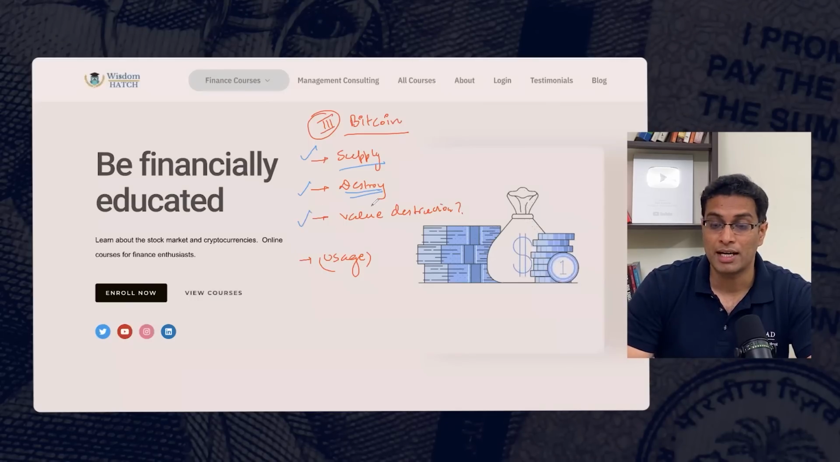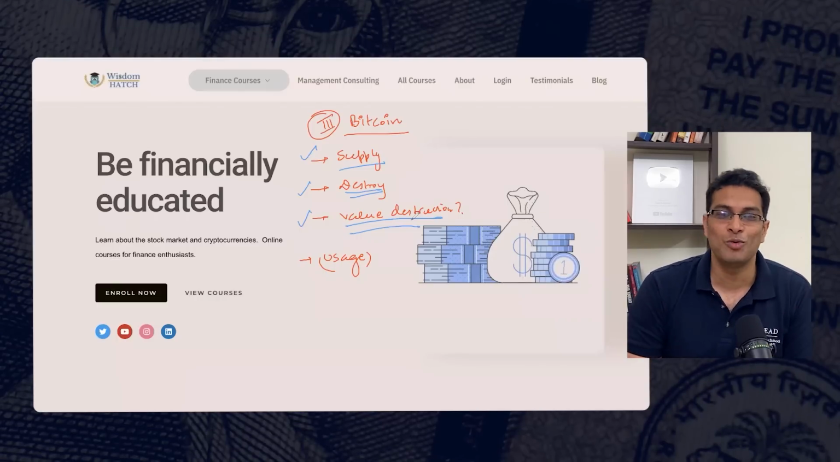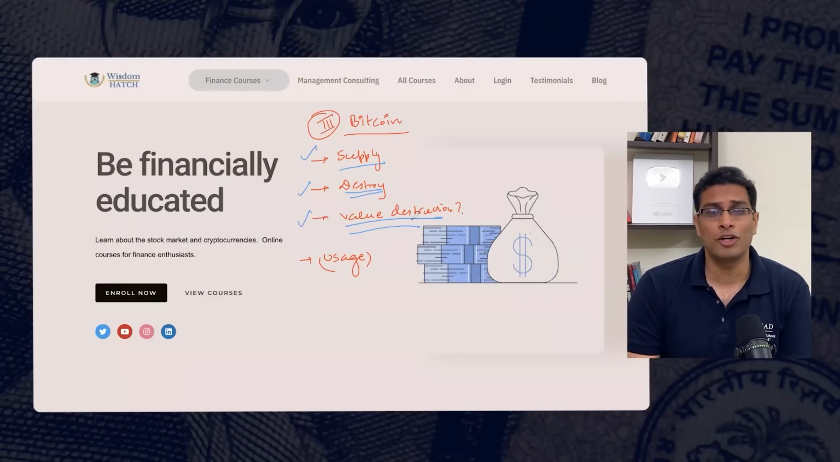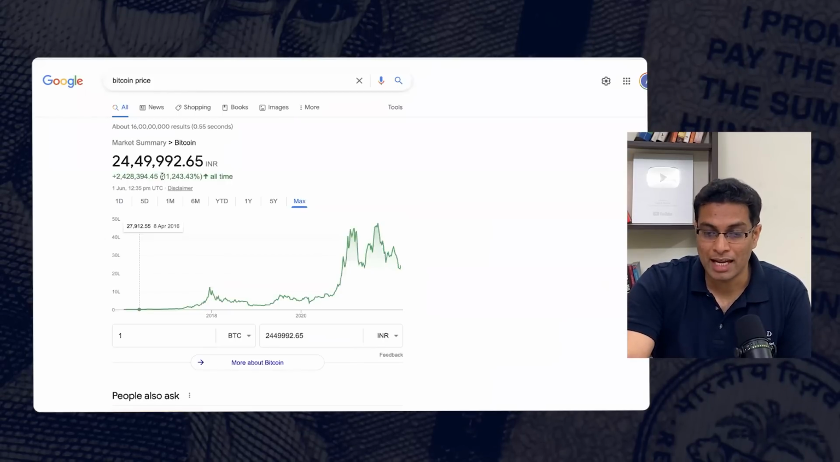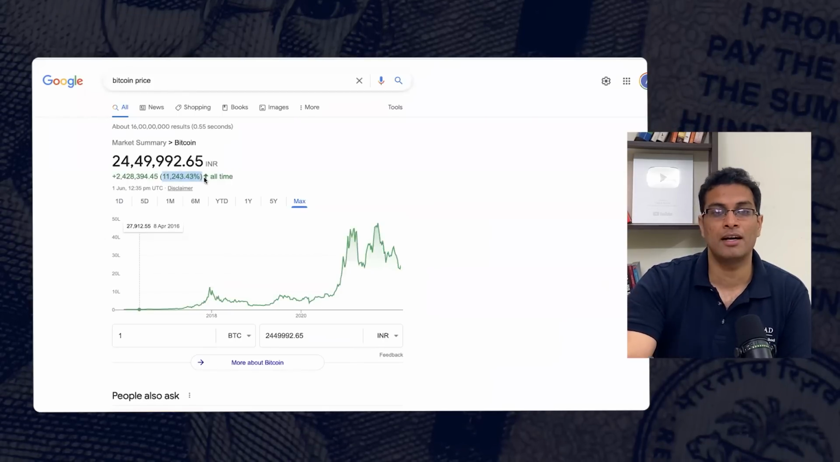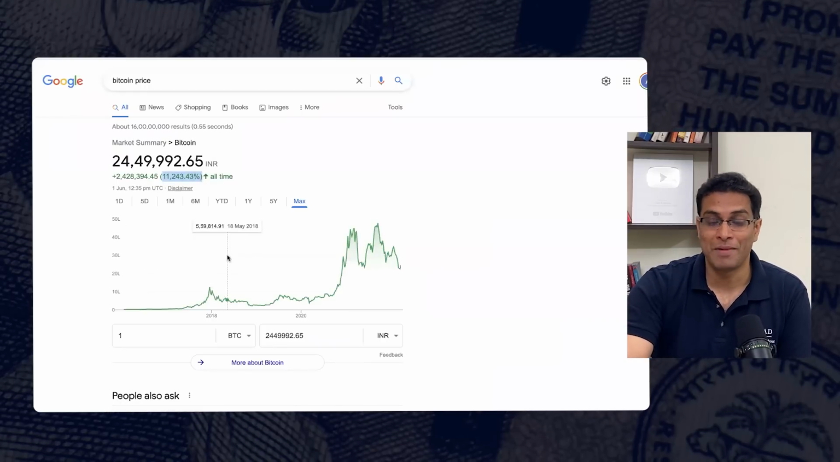Then comes the third point that, hey, is it value destruction? Because I've been reading about the crypto market that Terra Luna fell by 99% and Bitcoin also fell by 50%. Okay, so let us look at numbers then. So in total, in the last 13 years, Bitcoin has given a return of 11,000%. Is it a small return? The answer is no. This is what the math tells us.